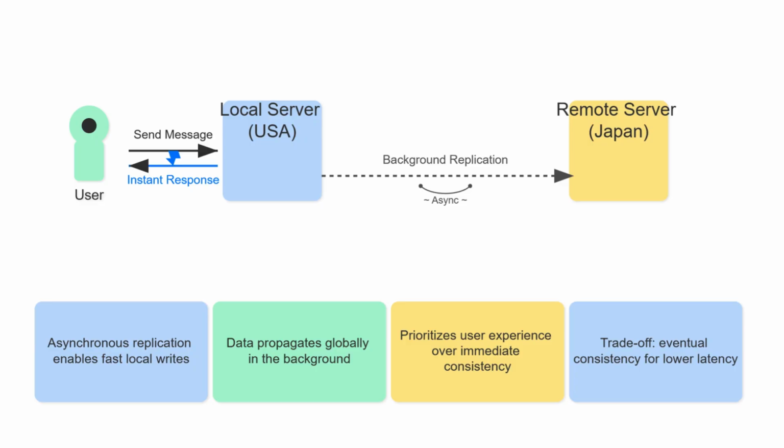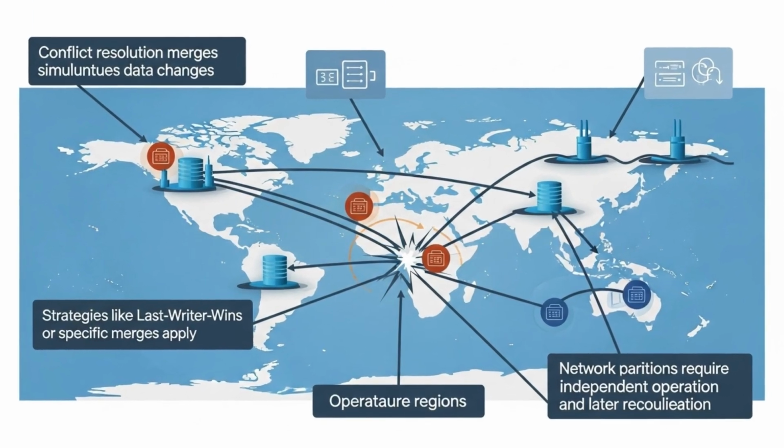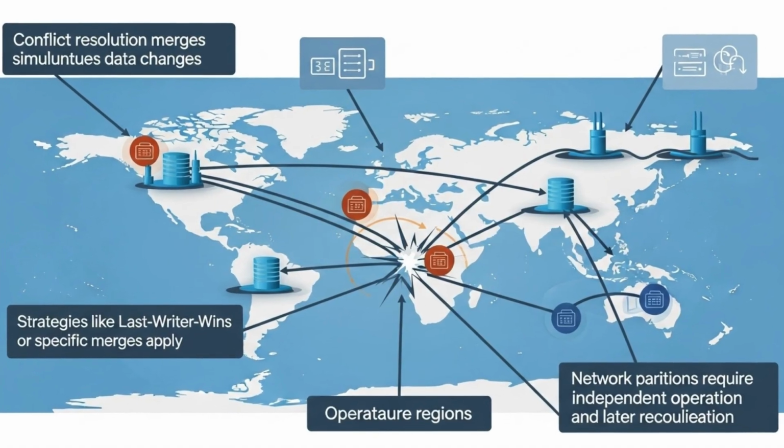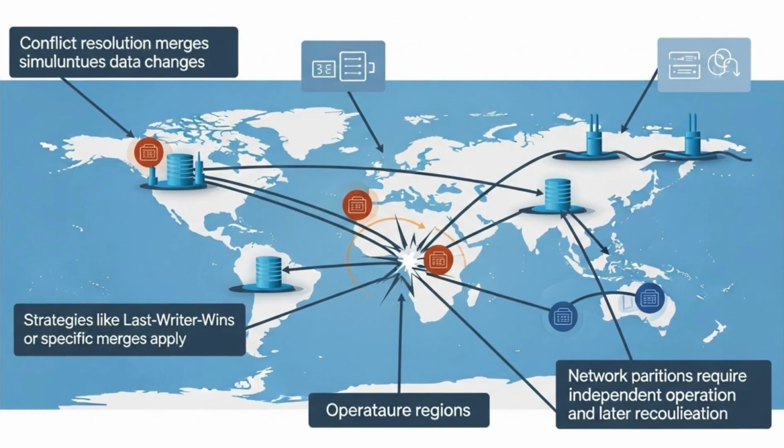The main trade-off is eventual consistency for lower latency. Your friend in Japan might see that tweet a few hundred milliseconds later, but the user who posted it experienced almost zero delay. This trade-off is often acceptable, even desirable, for highly interactive applications, ensuring responsiveness for millions of global users. While asynchronous replication is great for speed, it introduces challenges, especially when multiple users modify the same data simultaneously across regions. This is where conflict resolution comes in.